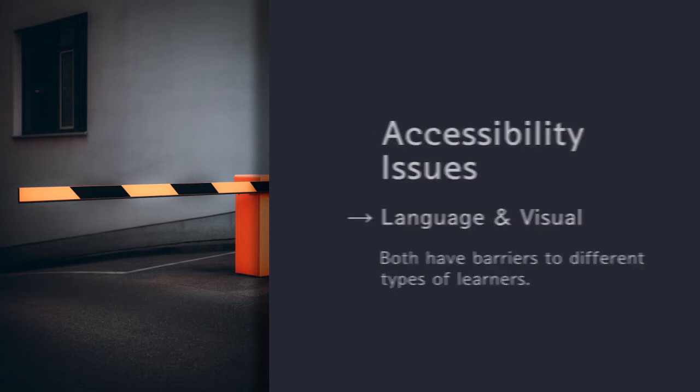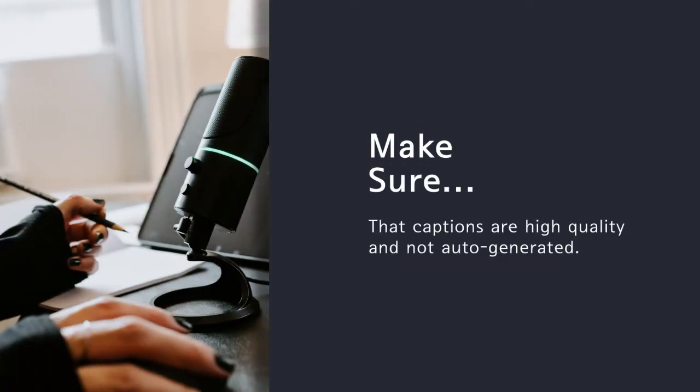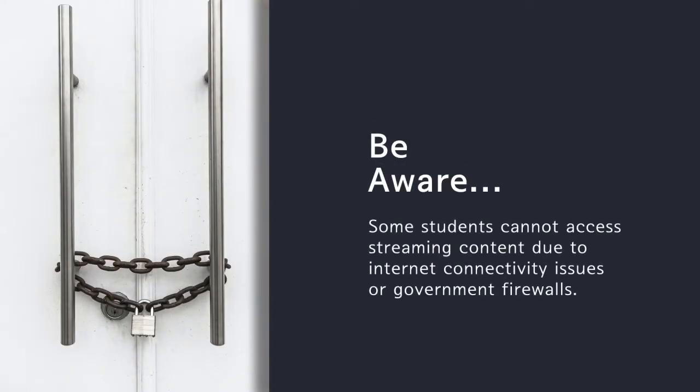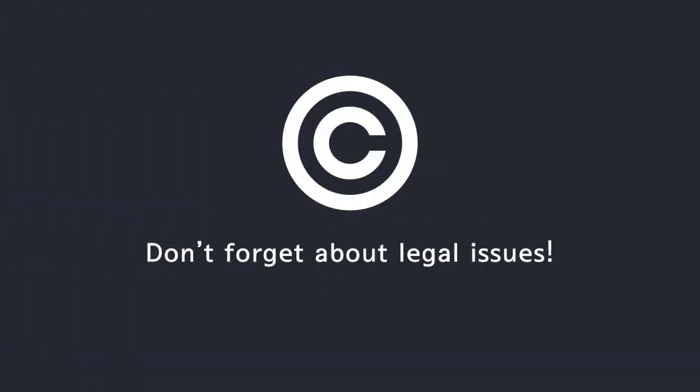Like Parker mentioned, make sure that the captions are high quality and not auto-generated. Auto-generated captions can cause problems, especially in mathematics, where there are typically a lot of errors because mathematical terms are not part of everyday language. Also, be aware that some students cannot access streaming content due to internet connectivity issues or even to government firewalls. Don't forget legal issues. Check the content provider's policy about using their material. If in doubt, reach out and ask.